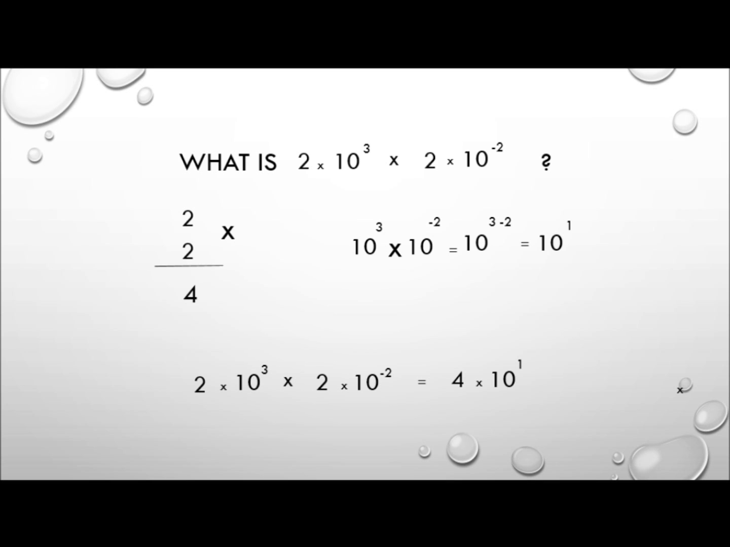So when we're adding or subtracting, we make the indices the same, then we can add or subtract the coefficients. When we're multiplying or dividing, we just multiply or divide the coefficients and then treat the indices like we did with the law of indices.